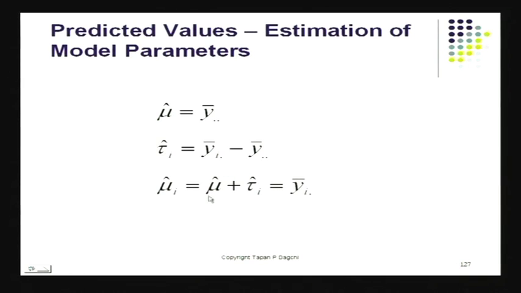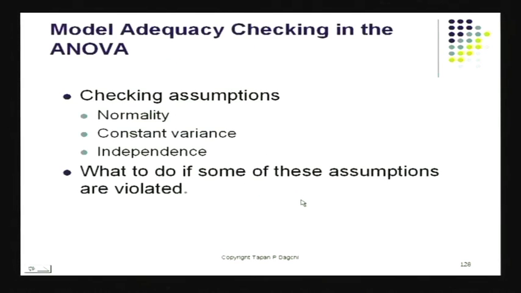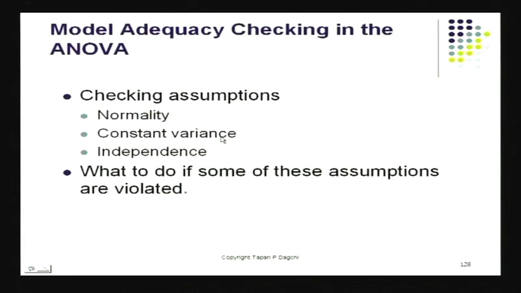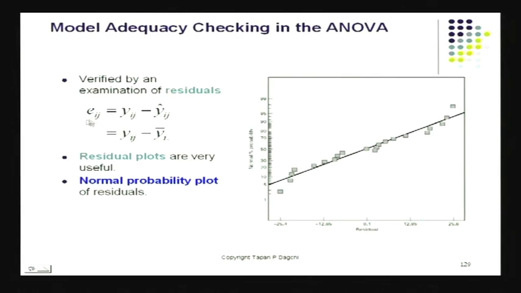When I evaluate my errors, I have here mu plus tau i. Mu is the overall average plus tau i. This is going to be my expected value of the response at my treatment level, and the error is going to be the difference between these two. I have here a quantity that is the error quantity. The error quantity is the difference between the observed value of y minus the value that is predicted for y. This is the true error.